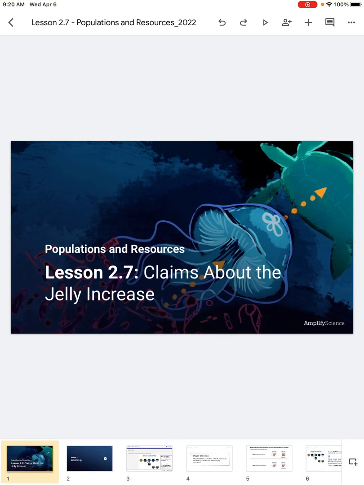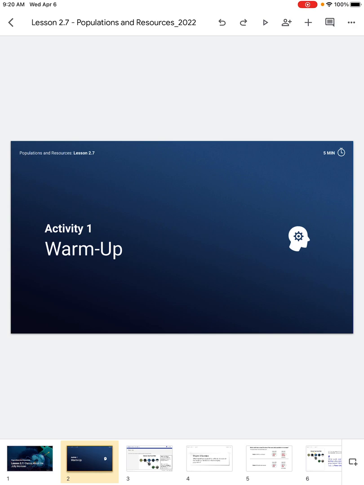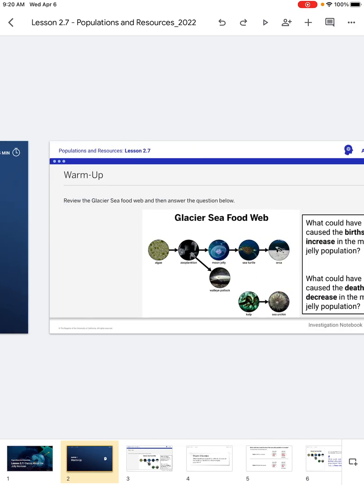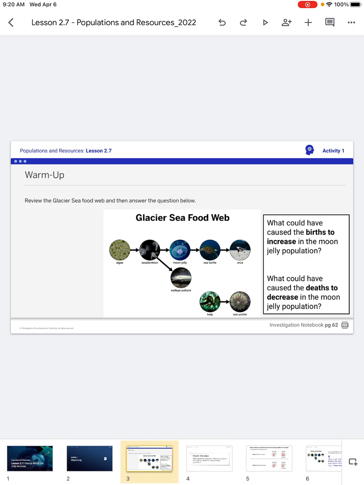All right, we're in lesson 2, activity 7, so 2.7. And really the only thing we're doing today in Amplify is this warm-up. This is the first time that we're able to take a look at the Glacier Sea food web, so we can see what the resource population of the moon jellies is, which is the zooplankton, and what the consumer population is, and that's the sea turtle.